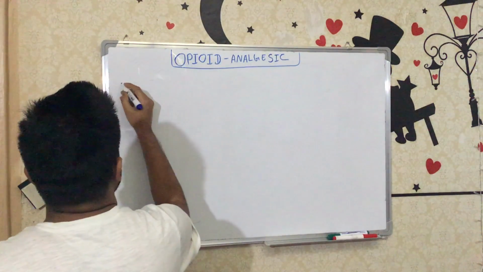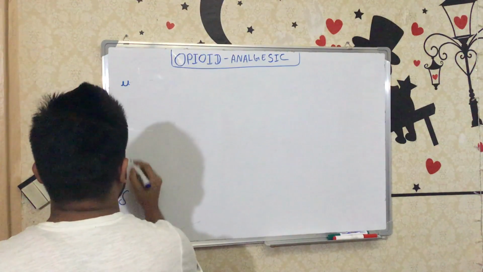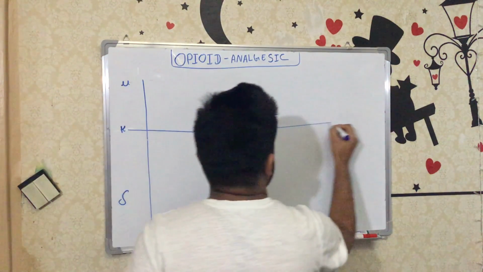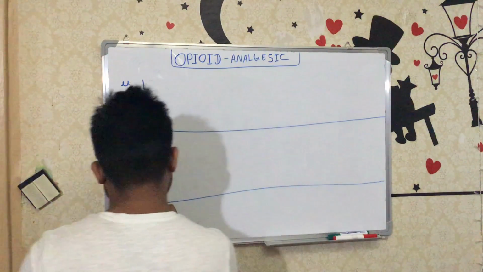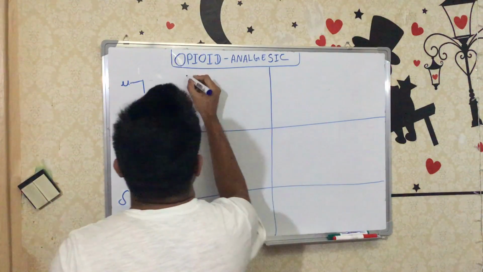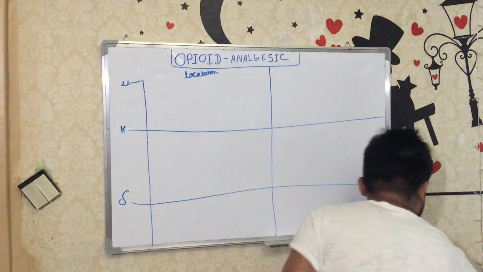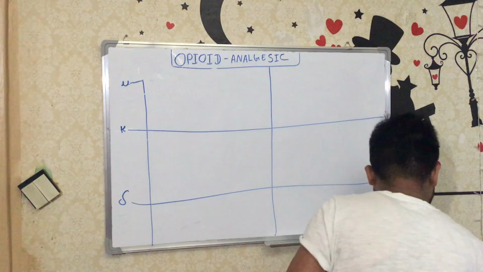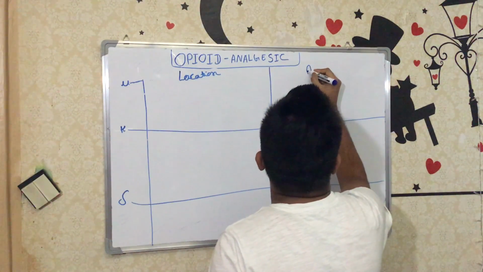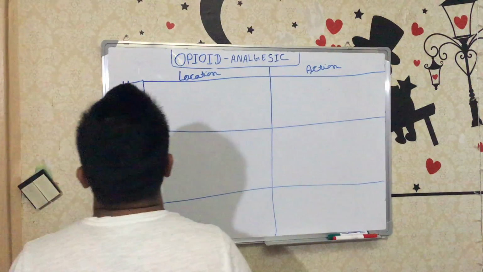So let's start: mu, kappa, and finally delta. First we will discuss localization, location and action. So first, the mu receptor.